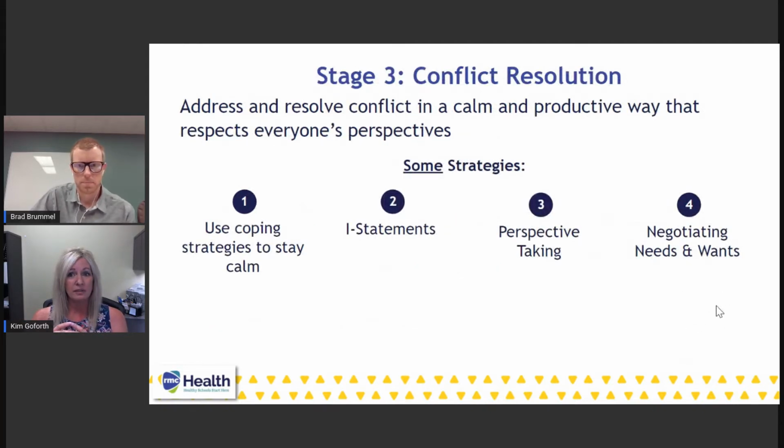Stage 3 is conflict resolution. So when we have some drama, I guess we can call it that, in our lives, not that kids have drama in their lives by any means, but let's give them some skills to deal with their drama. And so this stage focuses on addressing it and resolving it in a very calm and productive manner. It doesn't always go that way. So let's give them the skills and some strategies through stage 3. So that's my favorite one.